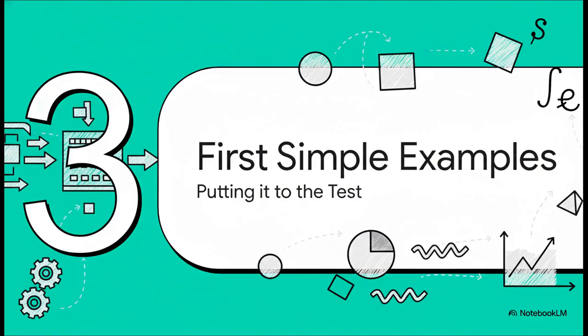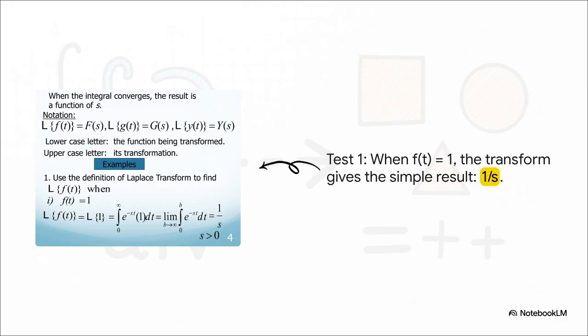Okay, theory is one thing, but let's actually see this machine in action. We're going to feed it a few functions and see what comes out. Let's start with the absolute simplest things you can imagine. First up, what if our function is just the number 1, a constant? We plug it into our integral machine, we turn the crank on the calculus, and what do we get? A beautifully simple new function, 1 over s. This is perfect. It shows you the whole process.